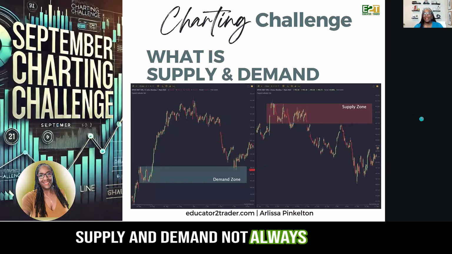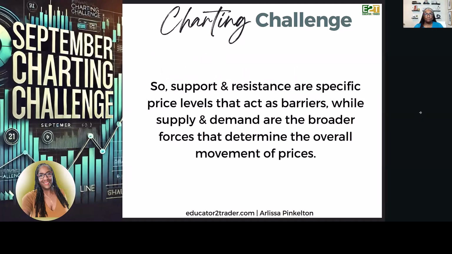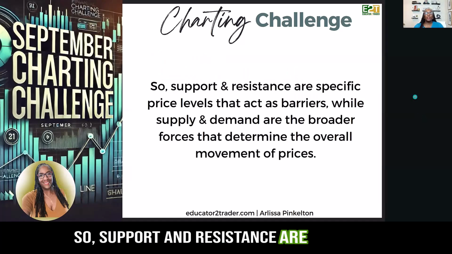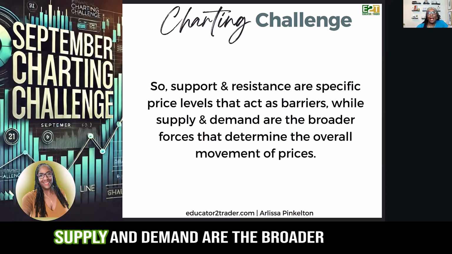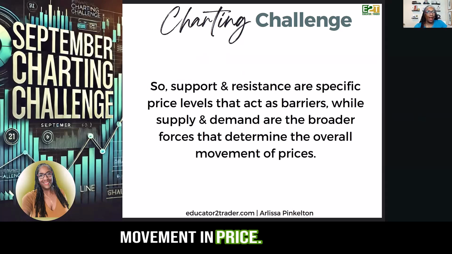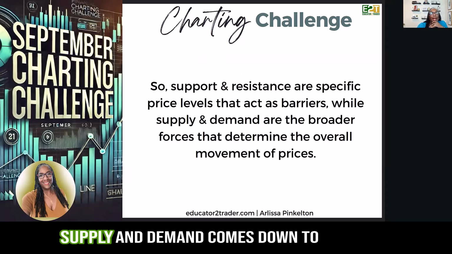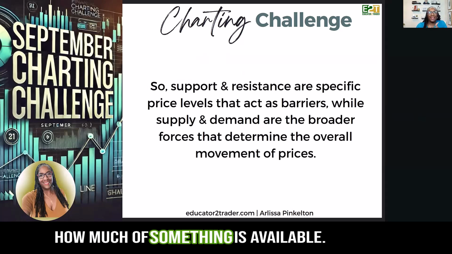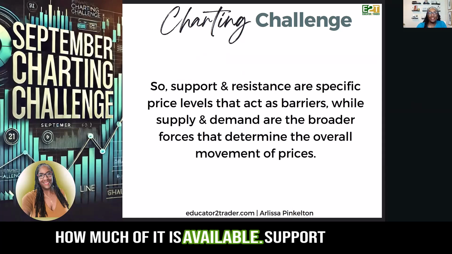Supply and demand, not always support and resistance. Support and resistance are specific price levels that act as barriers, while supply and demand are the broader forces that determine the overall movement in price. As there is supply and demand, it comes down to how much of something is available.